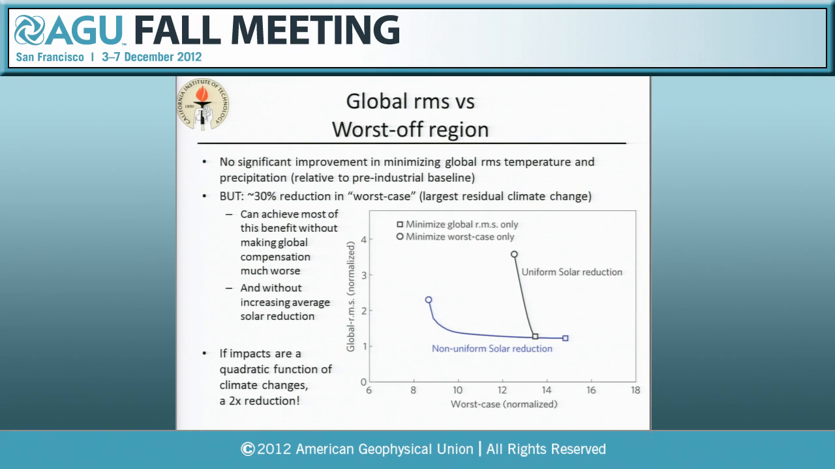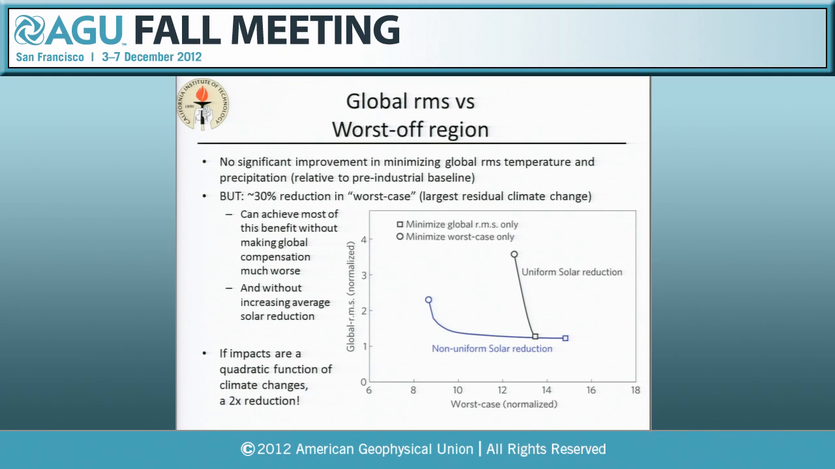If you allow yourself all of these degrees of freedom and optimize, if the only thing you care about is the global RMS, it turns out you actually can't improve that very much over uniform. That's actually completely consistent with what Bala showed. But if you use those degrees of freedom to try to minimize the worst case, or to trade off some combination of the worst case and the global, then you get some interesting results. In particular, you can get about a 30% reduction in the worst case without having much of a significant impact on the global performance. And it's not plotted here, but that also comes without increasing the average solar reductions. That's just redistributing when and where you do things.